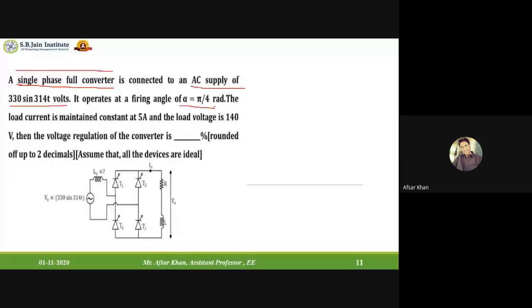The load current is maintained constant at 5 ampere and the load voltage is 140 volt. Then we have to calculate the voltage regulation of the converter, rounded up to 2 decimals, and all the devices are ideal. Means the thyristors are assumed to be ideal, meaning they don't have any voltage drop.